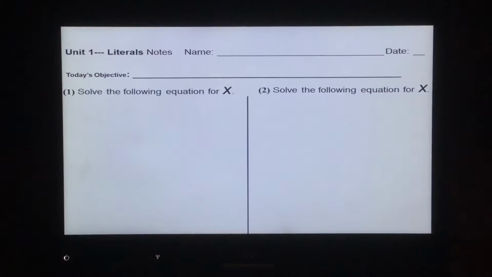Hey guys, welcome back. Today what we're going to be doing is something called literal equations. So let's go ahead and put down the objective for today. Today's objective is I can solve literal equations for any variable. Now I'm going to tell you in a little bit what literal equations are, but before I do that, I want to do a little review with two-step equations.